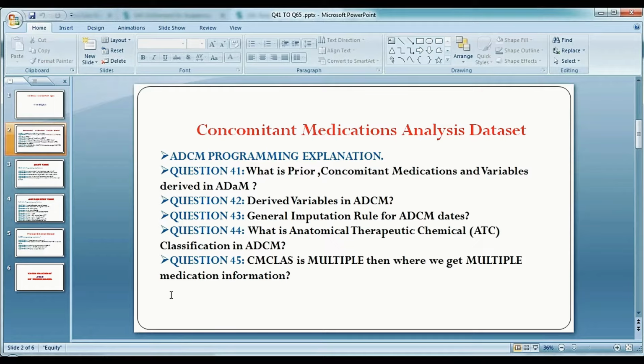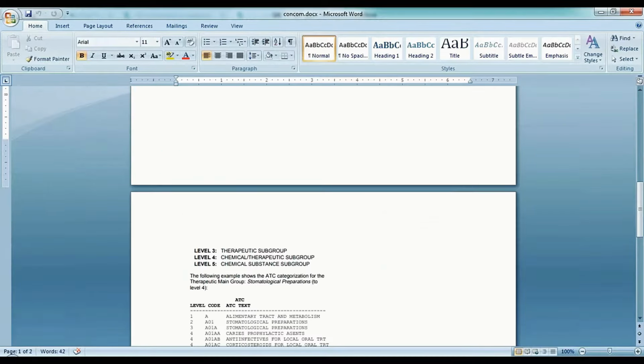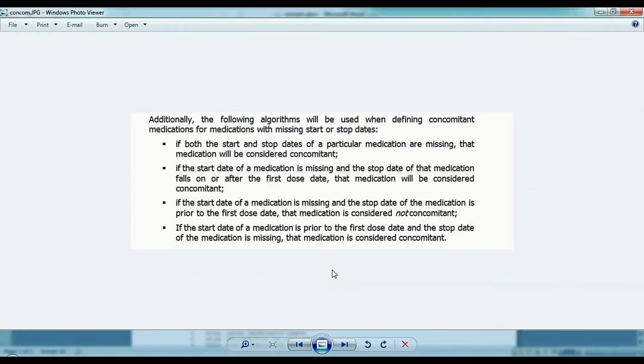So what is concomitant medication? As per the definition, concomitant medication is nothing but any drug other than our study drug that was given during the clinical trial. For example, the clinical trial started today and after 1 week it ended. During this time we are giving study medication. Apart from that study medication, if any medication was given to the patient to cure an adverse event or for any other purpose, we can call that concomitant medication. That is the basic definition.